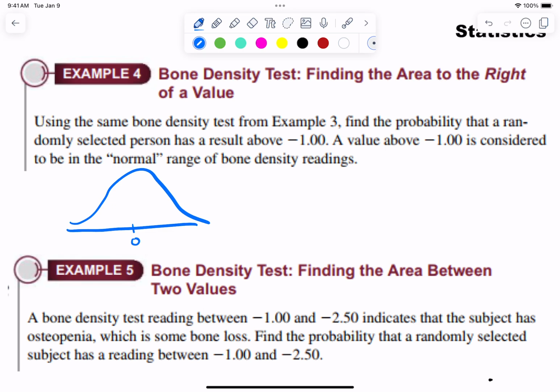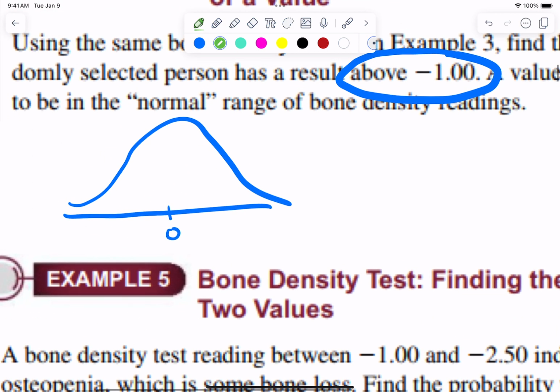It's saying using the same bone density test, find the probability that a randomly selected person has a result above a -1. Okay, so where does -1 as a z-score live? Where will -1 live on this chart? This way. He'll be right there. -1 lives there, right? Okay, so what I'm going to do is I want to find the probability, and the probability lives in here, right?